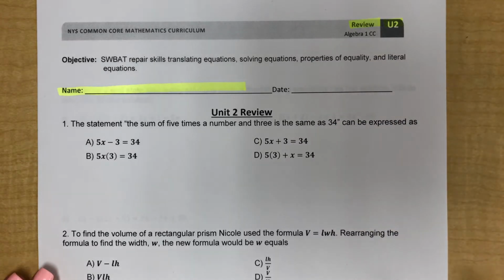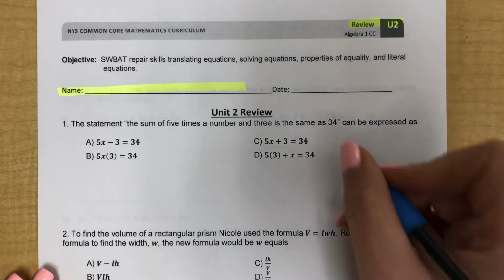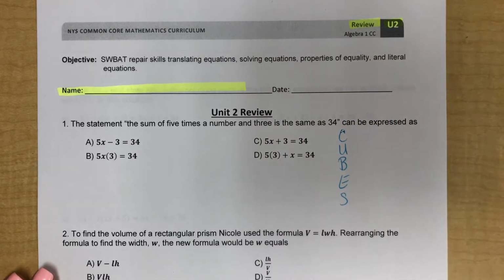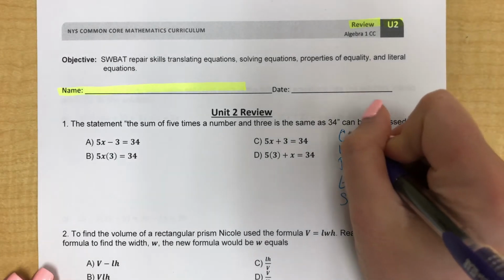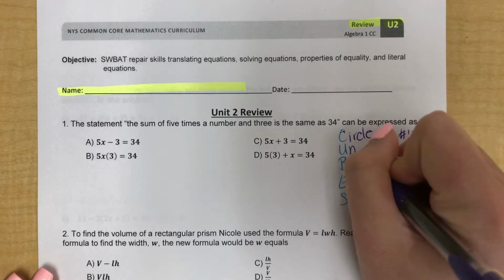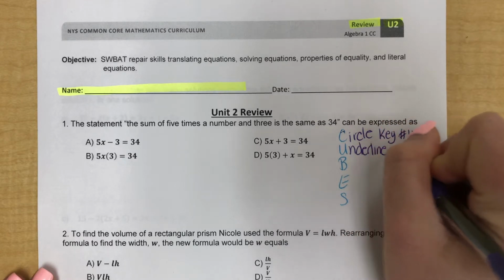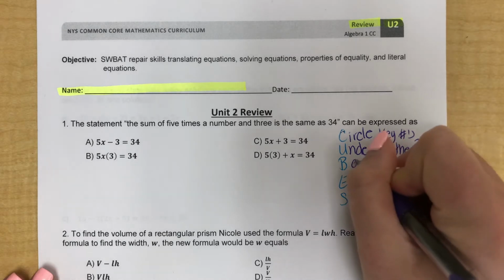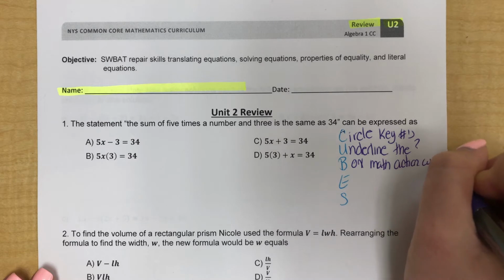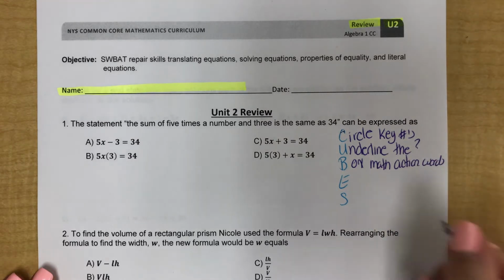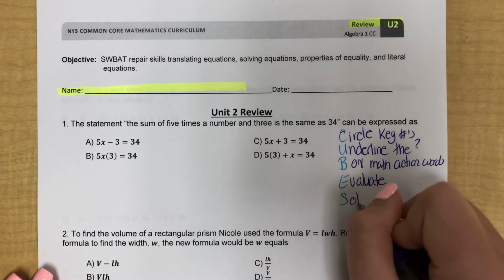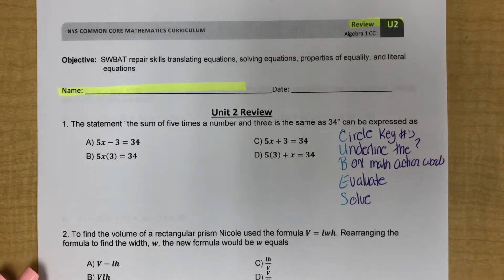So as I'm reading this through, I'm actually thinking of cubing the question, right? C-U-B-E-S, cubes. So just as a refresher, I want to circle key numbers. I want to underline the question, if there is one. I want to box my math action words. Again, those are words that tell me to do something. After I've done all those steps, then I want to evaluate what I have, so then I can go ahead and solve to get a final answer.